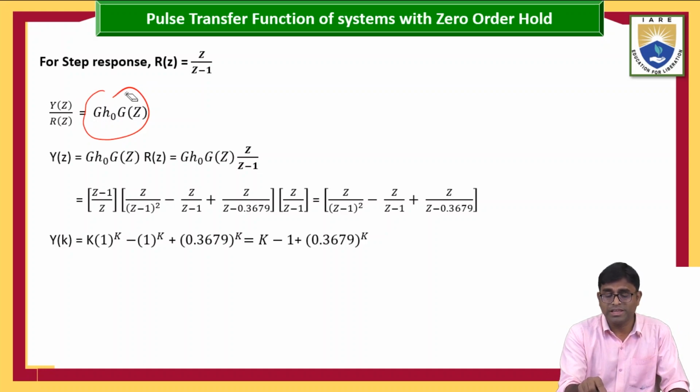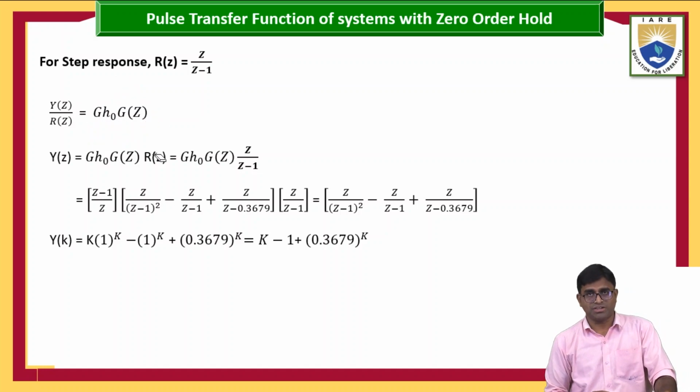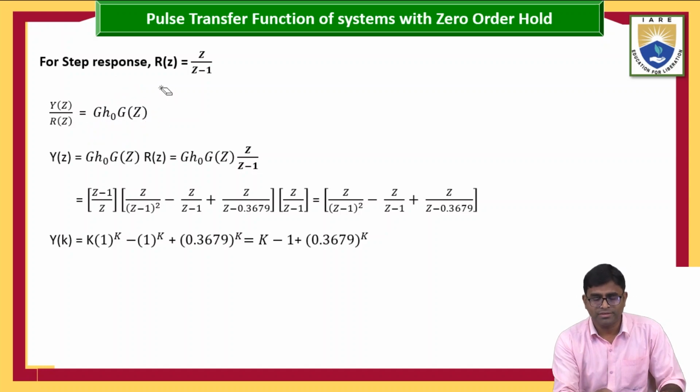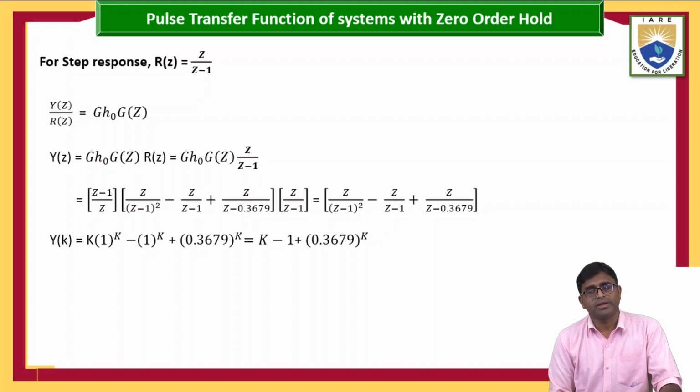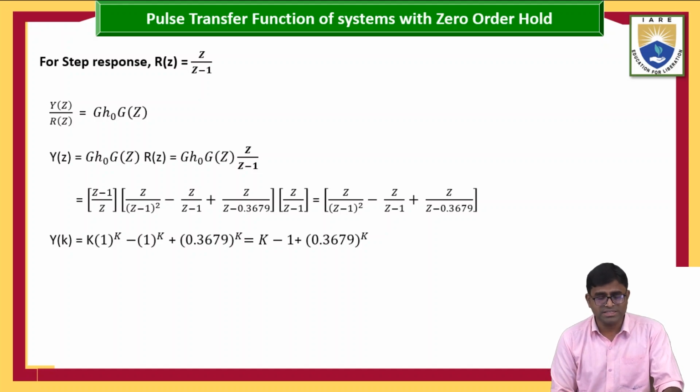But in the problem, they gave that it is a step function. So it is coming as r of z equal to z by z minus 1. Input is step. Step, ramp, parabolic, impulse: these are the signals given as input to every system. Why? Because these are the test signals.